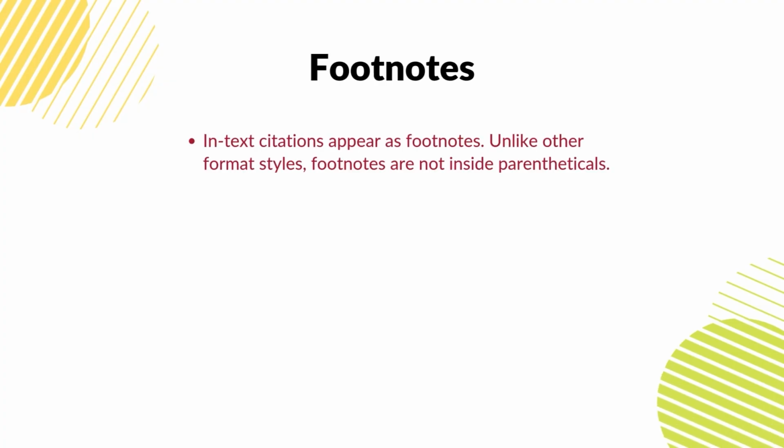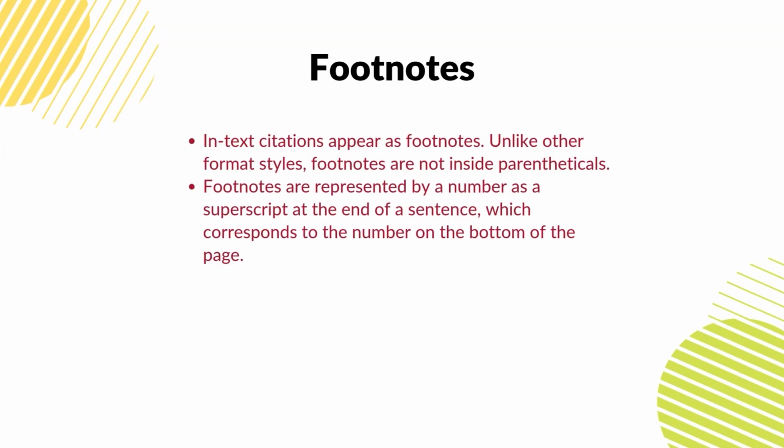In Chicago Manual of Style, in-text citations appear as footnotes. Unlike other format styles, footnotes are not inside parentheticals. Instead, footnotes are represented by a number as a superscript at the end of a sentence, which corresponds to the number on the bottom of the page.